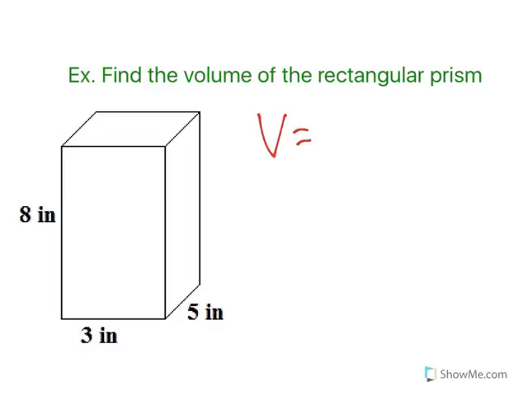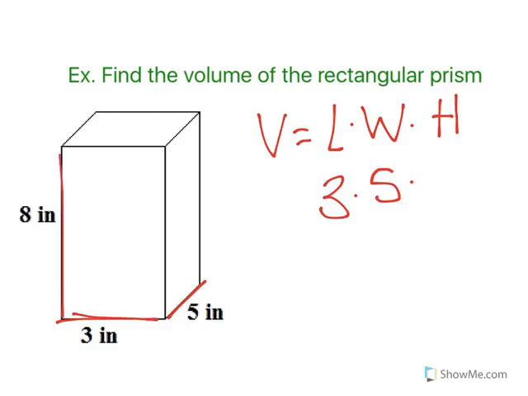So volume equals, we'll say length times width times height in this example. So my length is 3, my width is 5, and my height is 8. So 3 times 5 is 15. And then 15 times 8 is 120.